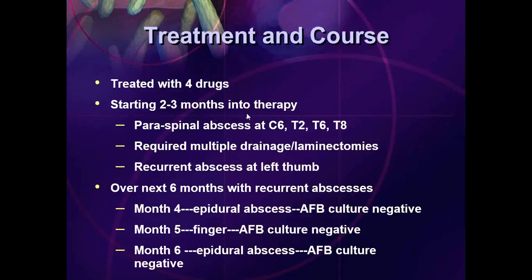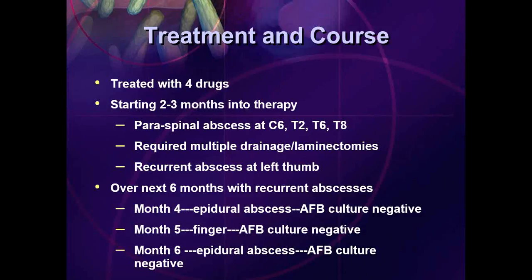So he was treated with 4 drugs. He started, 2 or 3 months into therapy, really worsening clinically in terms of developing these recurrent abscesses at multiple levels in the spine, C6, T2, T6, T8, etc., several other areas as well. He had multiple drainage procedures and laminectomies done there. He had a recurrent abscess in his left thumb.